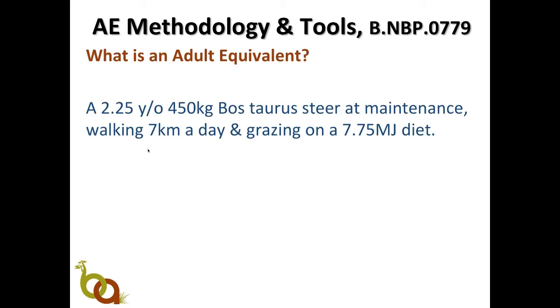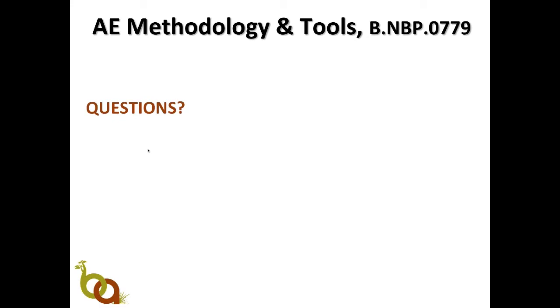So what is an adult equivalent? This is the one that we base all the relativities of the other animals against. It's a 2.25-year-old 450 kilogram Bos taurus steer at maintenance, and maintenance means it's not gaining any weight, walking 7 kilometres a day and grazing on a 7.75 megajoule diet. Those are the variables that go into the equations to determine how much energy it requires, and we compare the other animals to that. So I might pause briefly there for questions, Greg, if there are any.